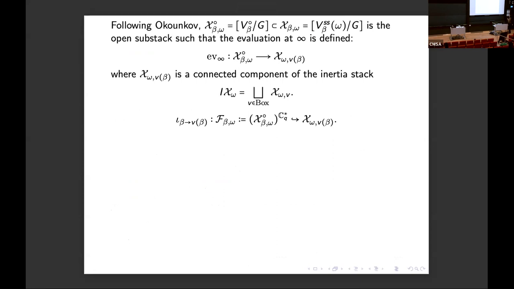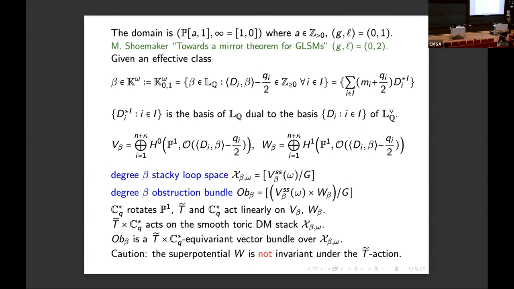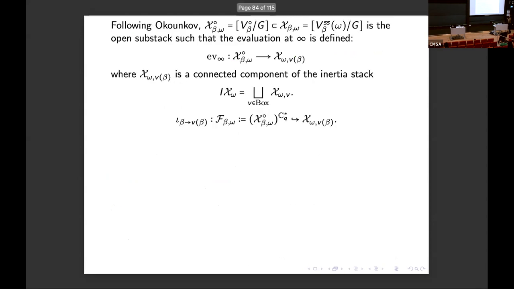So we consider the following. In this stacky loop space, if we evaluate at the infinity, it can go to the unstable point. So we take an open substack such that the evaluation at infinity actually goes into the stable locus. And since we have an orbifold in general, it will be mapped to a connected component of the inertia stack of the toric orbifold. The connected component is actually determined by the degree.